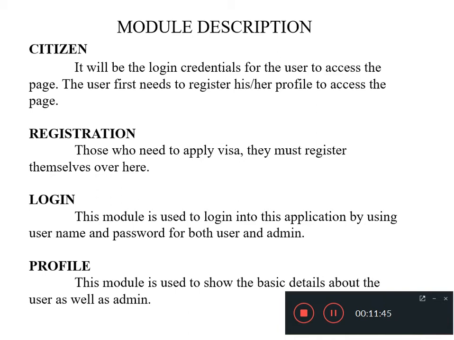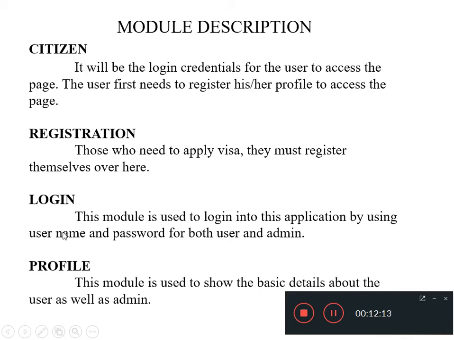Description of my modules. Citizen: it will be the login credentials for the user to access the page. The user first needs to register his or her profile to access the page. Registration: those who need to apply for a visa must register themselves over here. As I said earlier, those who are new to this application need to register themselves.